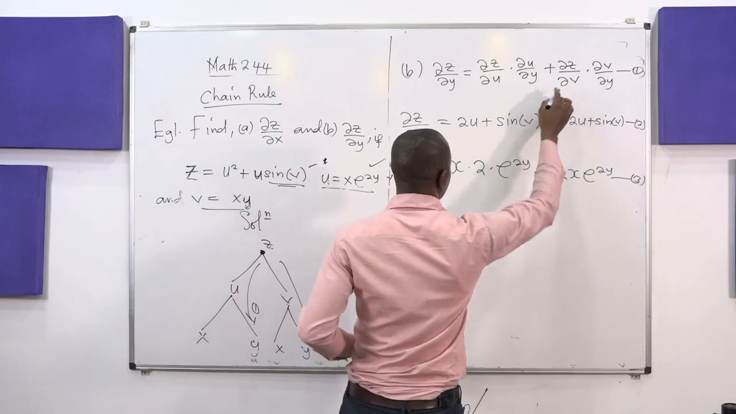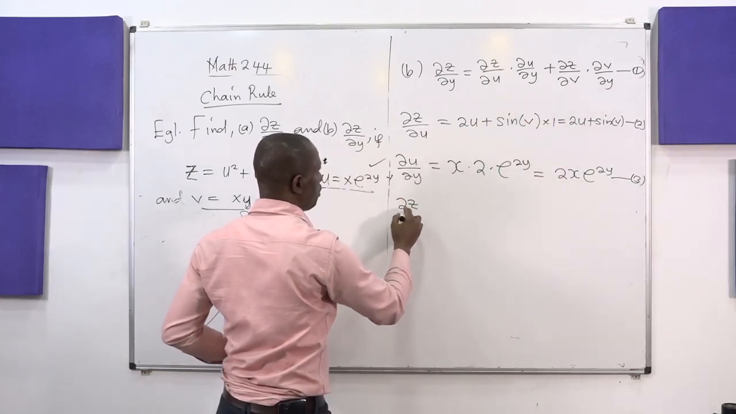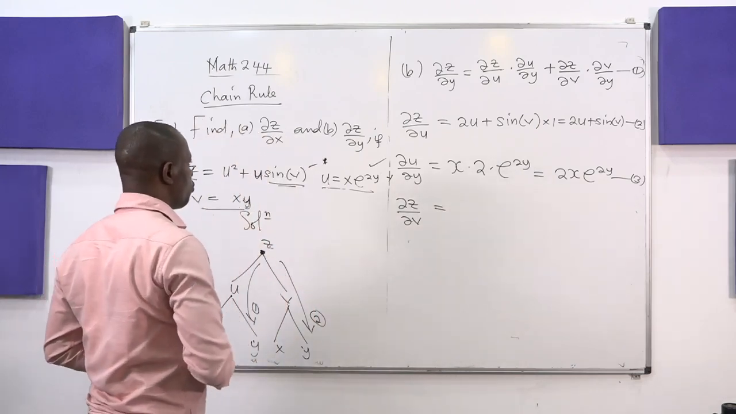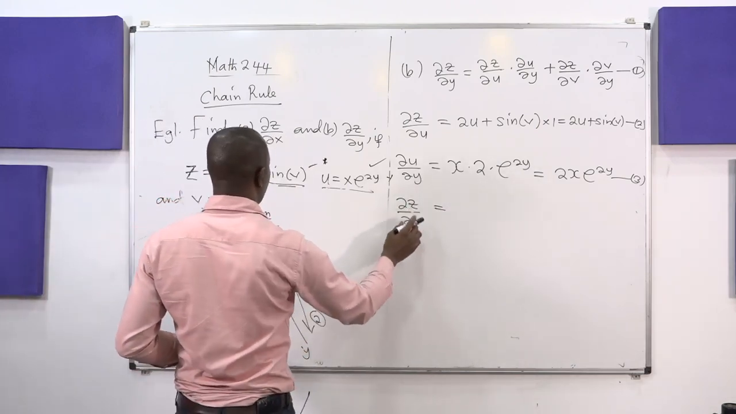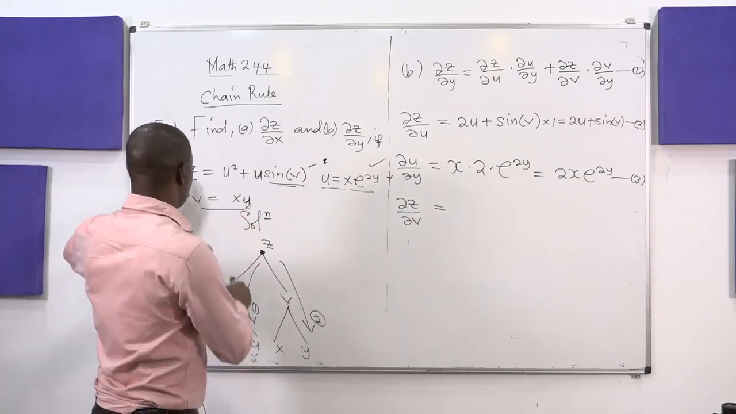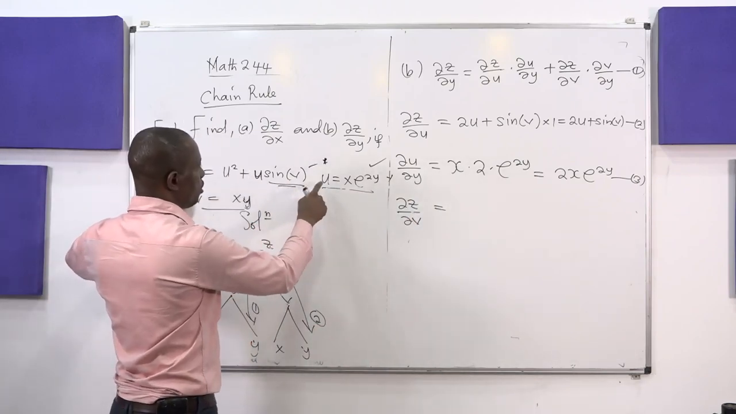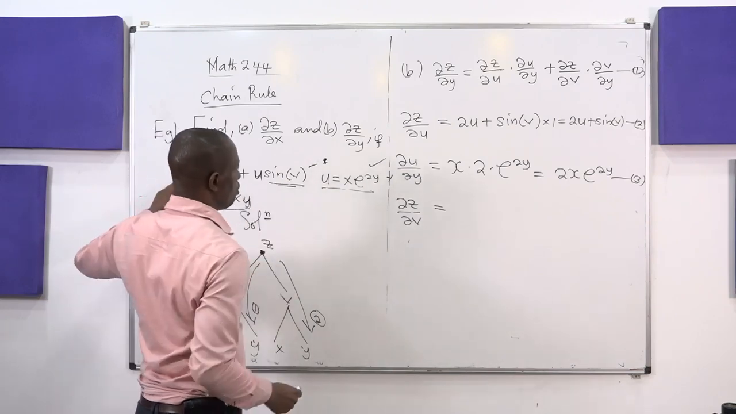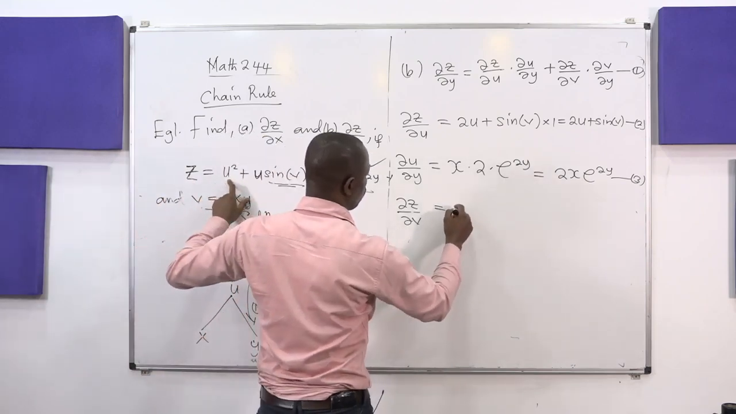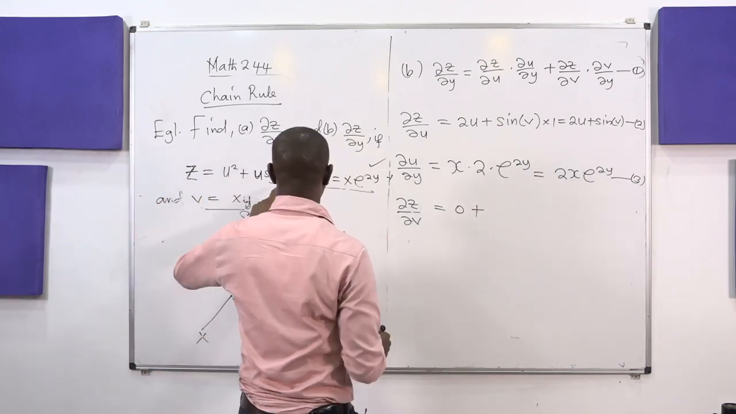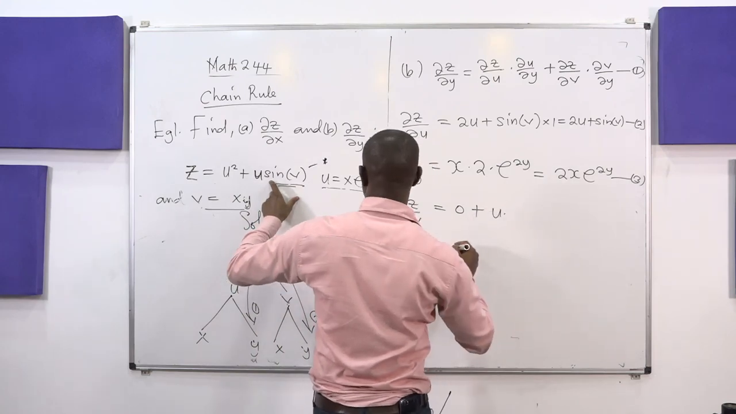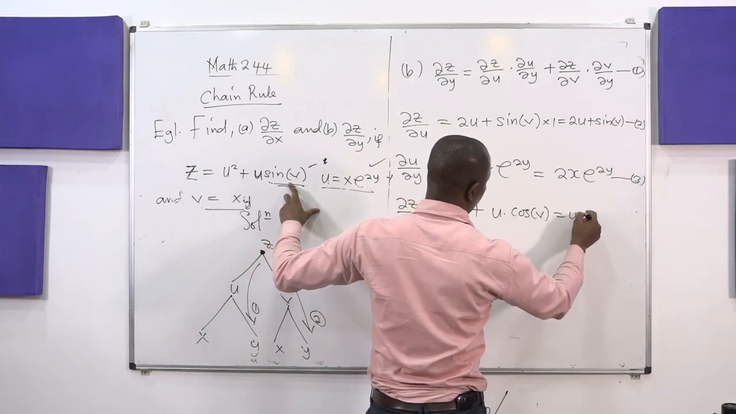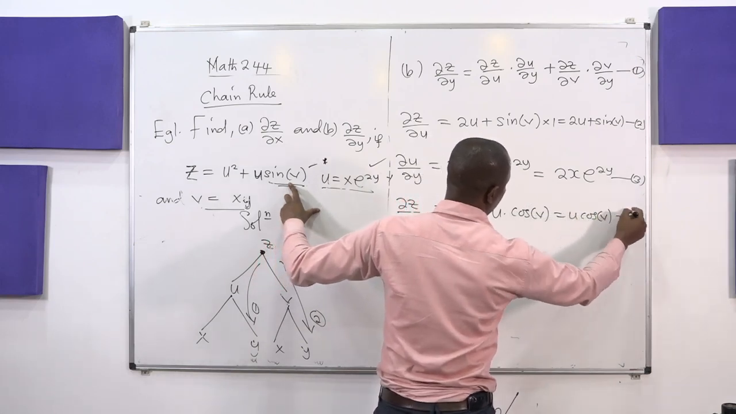Right. So I'm going to take partial z with respect to v. The equation connecting z and v: z, u, u, v, everything. We have u, x, y, v. We don't have the z, so this one, u is a constant. So 0 plus, then I'm maintaining u independent of v. Sine v, I get cos v. It is u cos v. Cool.